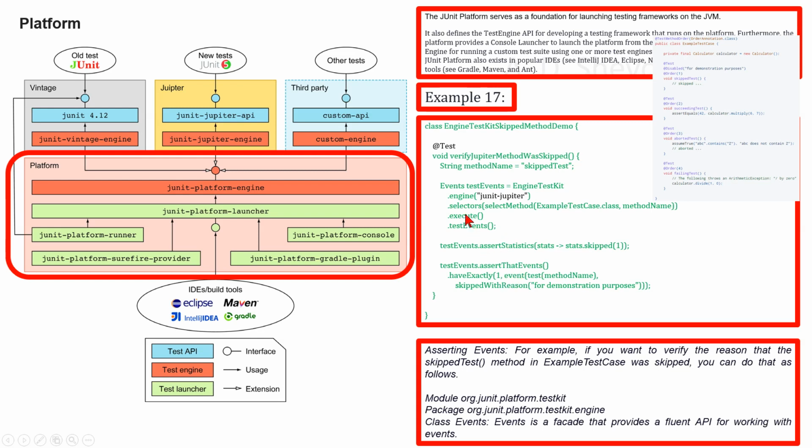Here we select the JUnit Jupiter test engine. Then here we select the skip test method in the example test case test class.